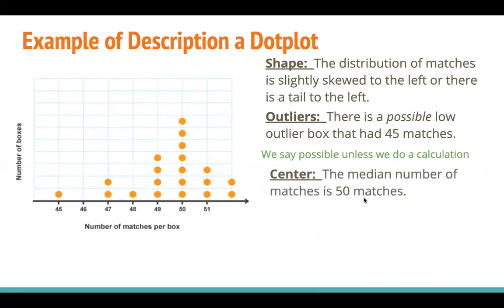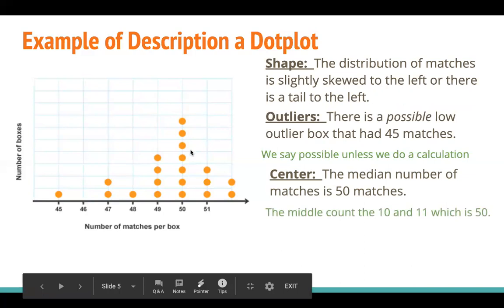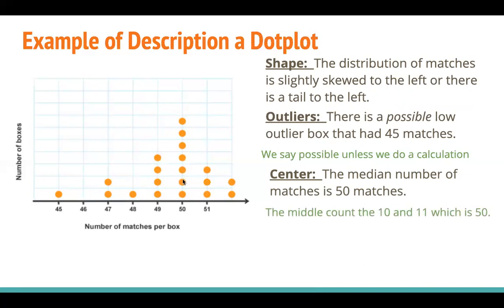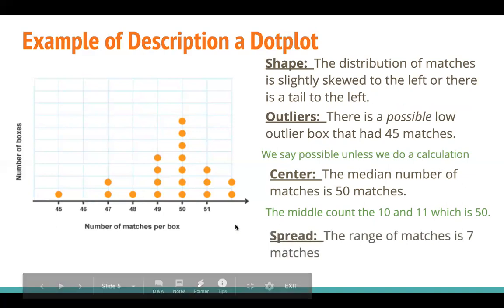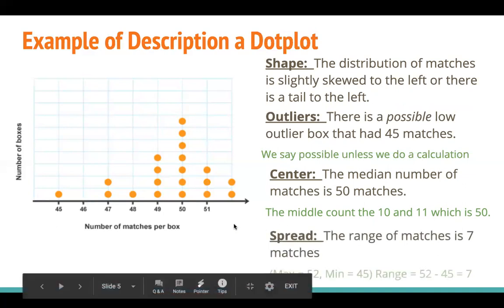Center: the median number of matches is 50 matches. I did that by counting to the middle value. There are 20 boxes, so the middle will happen between the 10th and 11th. When I count both the 10th and 11th box of matches, they have 50 matches. And the spread: the range of matches is 7 matches. I just subtracted.